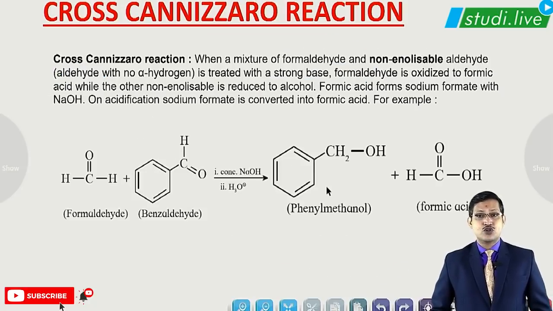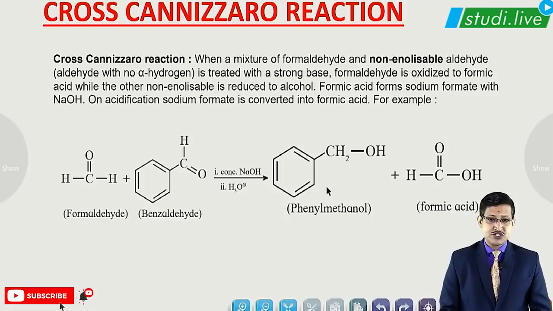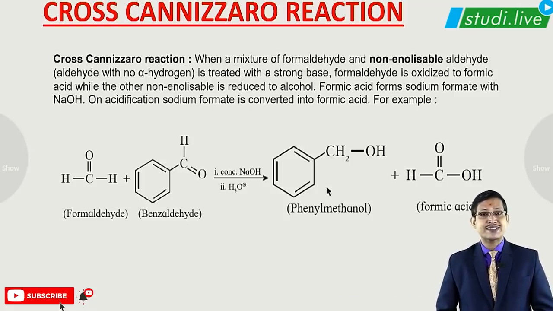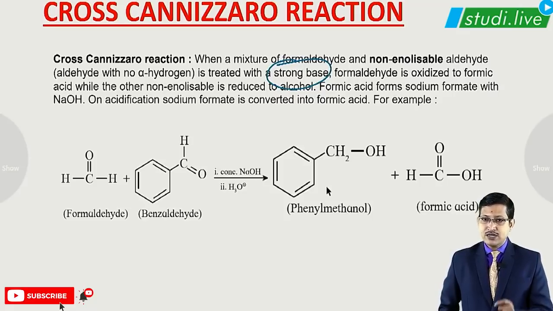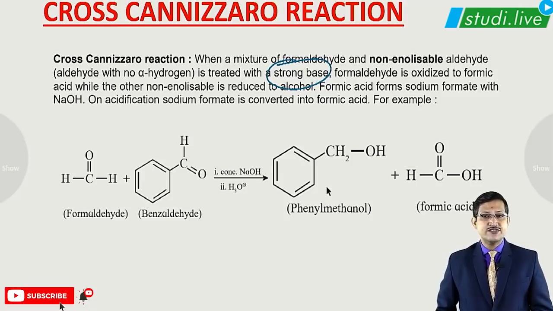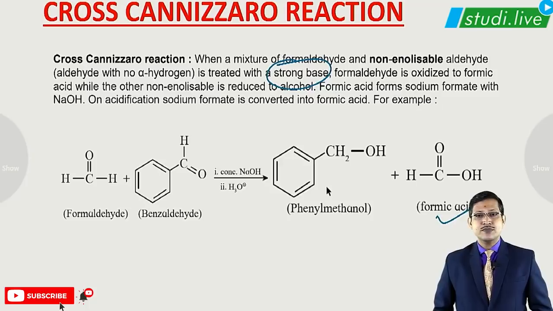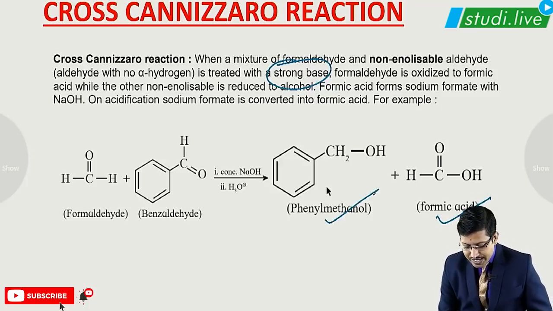The next reaction is the crossed Cannizzaro reaction. Now in crossed Cannizzaro's reaction, what exactly do we have? It's a mixture of formaldehyde and another aldehyde which has no alpha hydrogen, and it is treated with a strong base. So when you are talking about Cannizzaro's, be very clear, the reaction is with a strong base, and when this undergoes reaction, it gives you the formation of two products. One is formic acid and the other one is phenyl methanol.